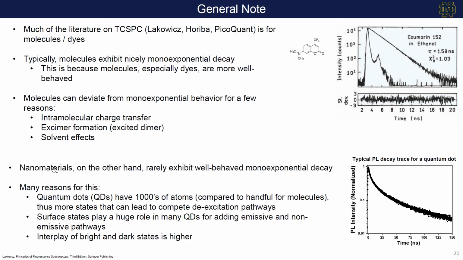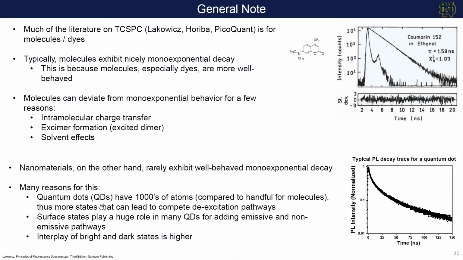Nanomaterials, on the other hand, which is what we typically focus on, which is why I'm harping on this, rarely exhibit this well-behaved mono-exponential decay. So typically you'll see something that looks like this. If you're graphing the y-axis in log scale, you'll see something like this. This tells you it's multi-exponential in some way, or it could be a stretched exponential. This is why people typically graph the y-axis in log scale, because if you get a nice line, it means it's a mono-exponential decay, or close to it.